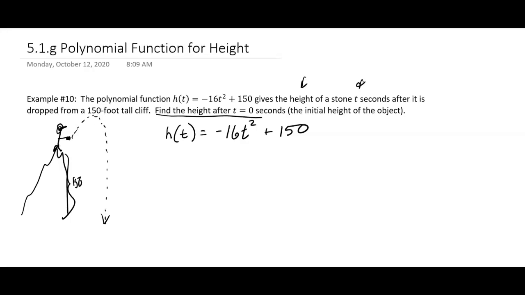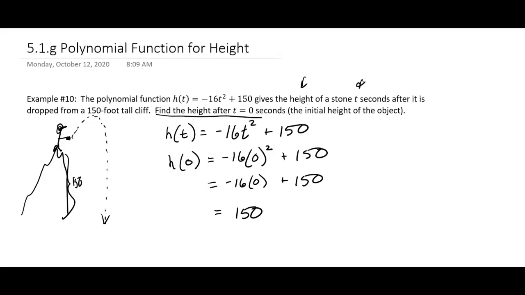It says find the height after t equals 0 seconds. Okay, so 0 seconds, no time has gone by. We haven't let go of the rock. But we can plug in 0. You're going to get negative 16 times 0, which is 0. So you're going to get 150. Okay, so that makes some sense. We haven't thrown the rock yet. 150 feet, that's how far off it is from the ground. I'm kind of tall on this cliff in my drawing here, but assuming that that's 150 feet.